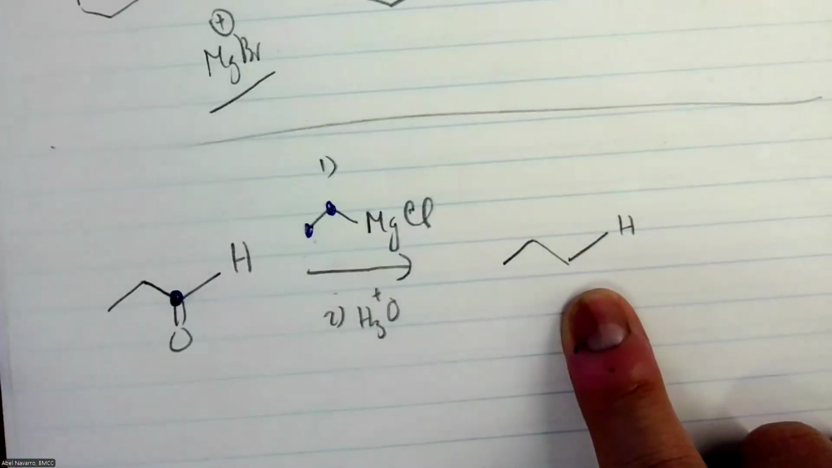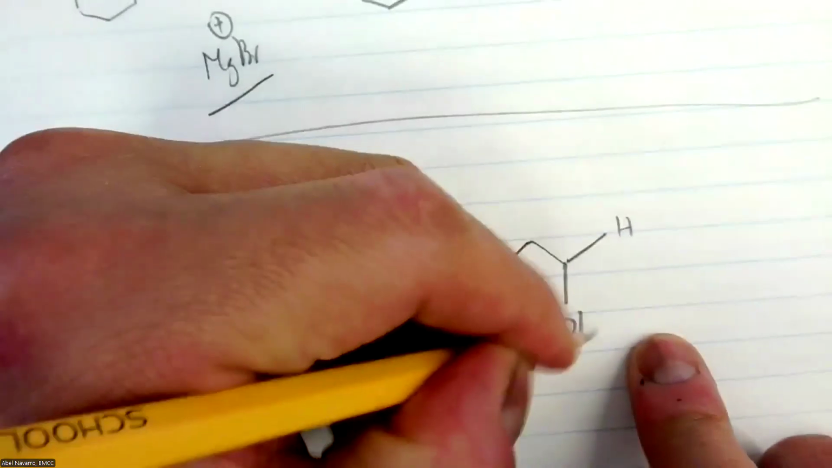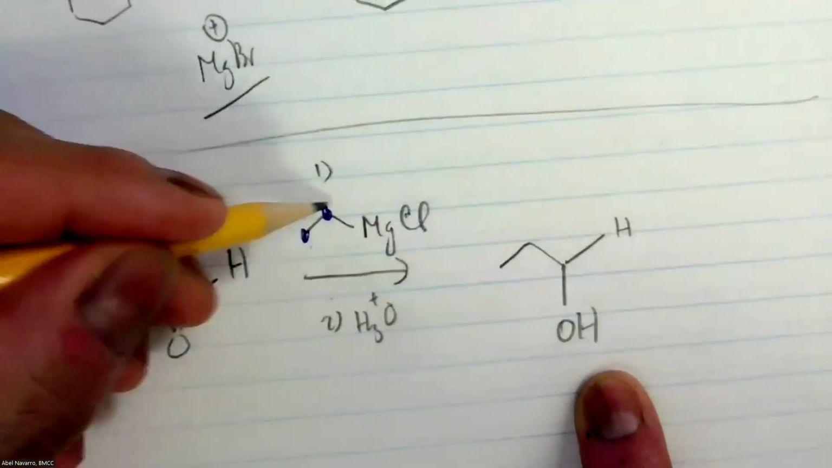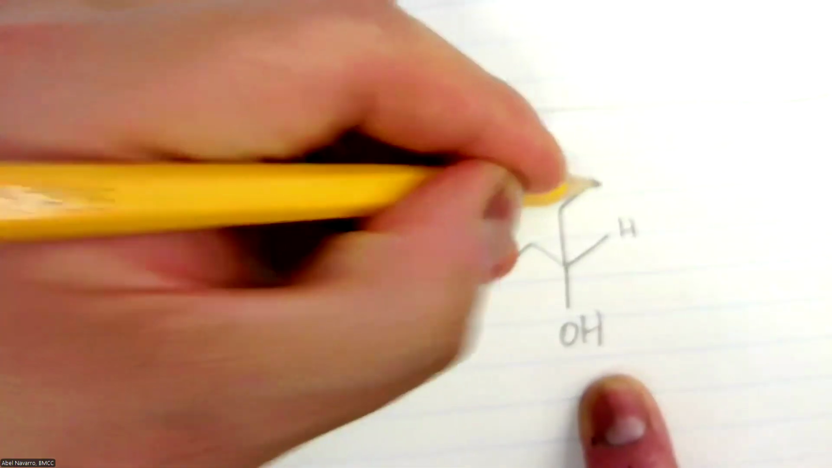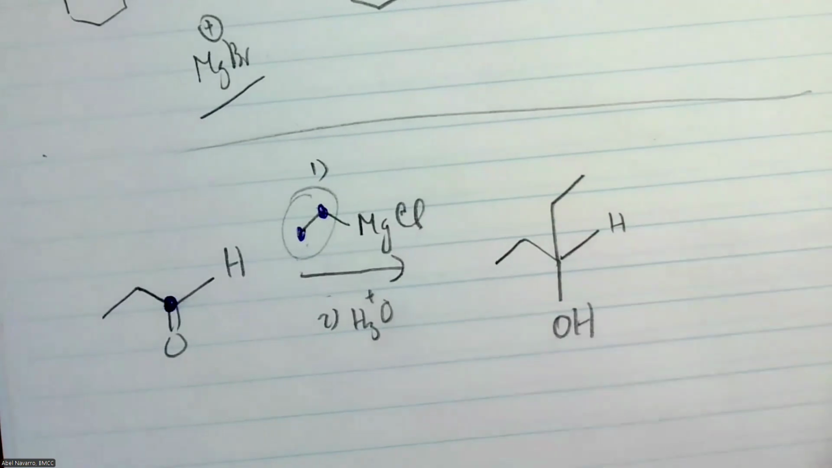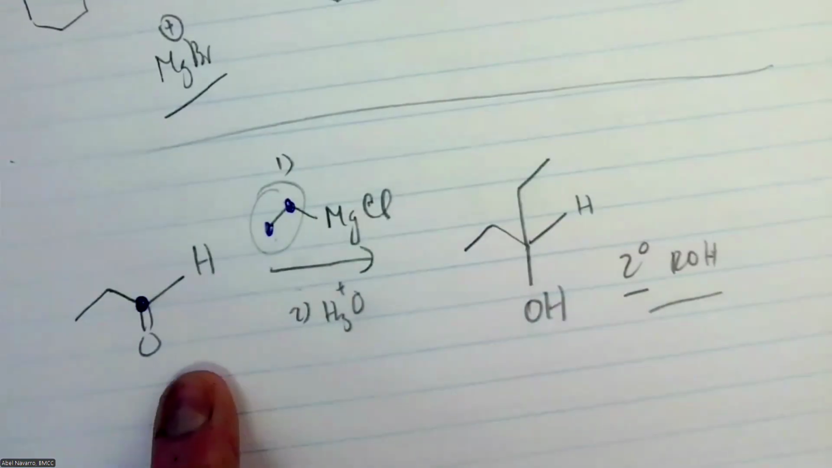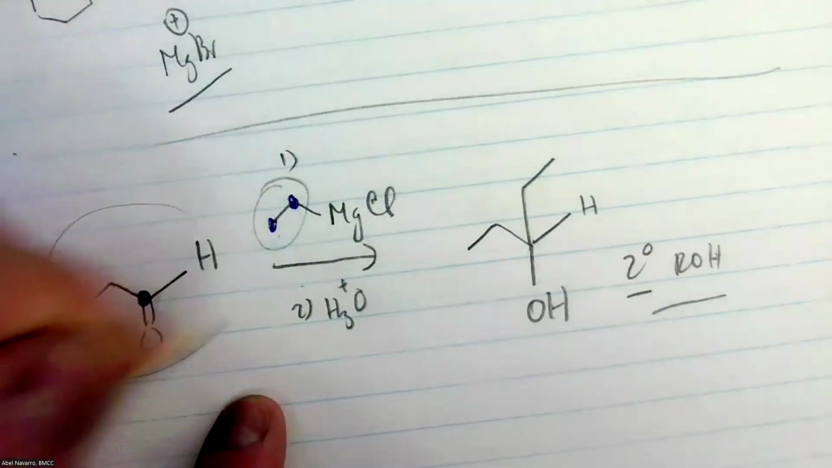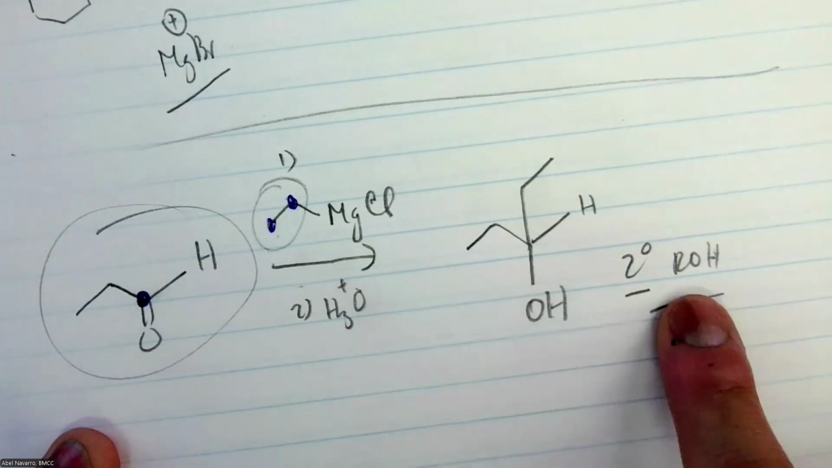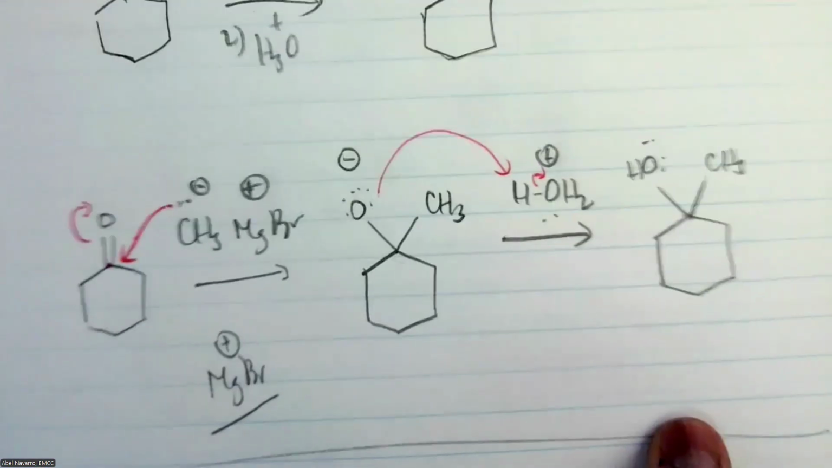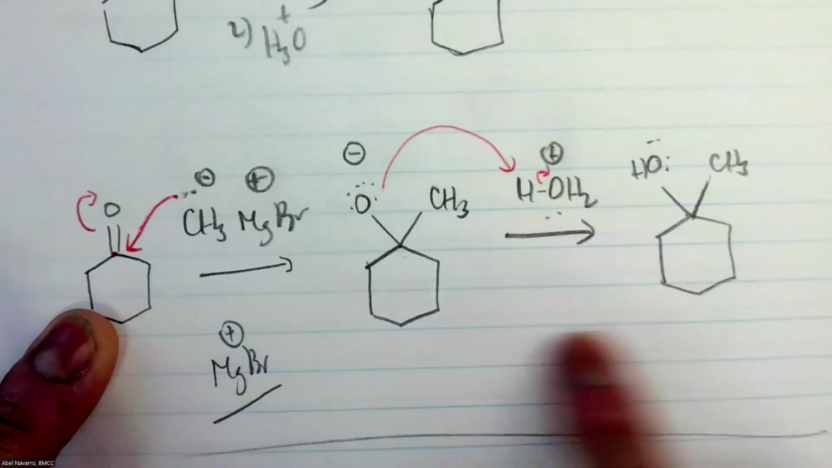So my product would be H. The C double O will get converted into an OH, and these 2 carbons will be added to the other side. So what did I make? I make a secondary alcohol. So if you do Grignard on an aldehyde, you will obtain a secondary alcohol. If you do Grignard on a ketone, you will get a tertiary alcohol.